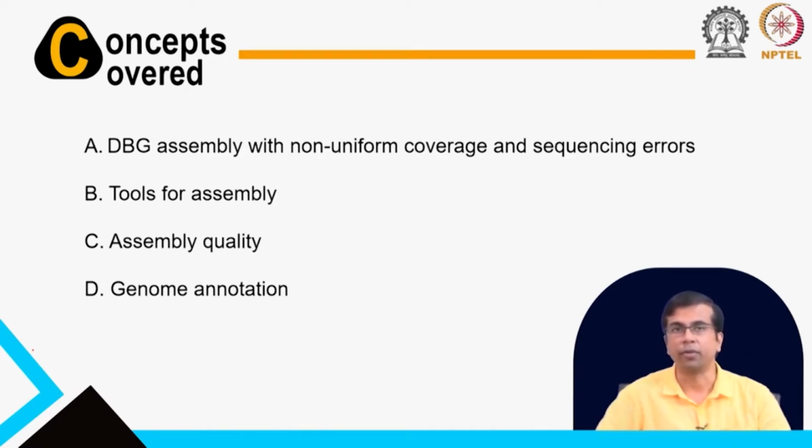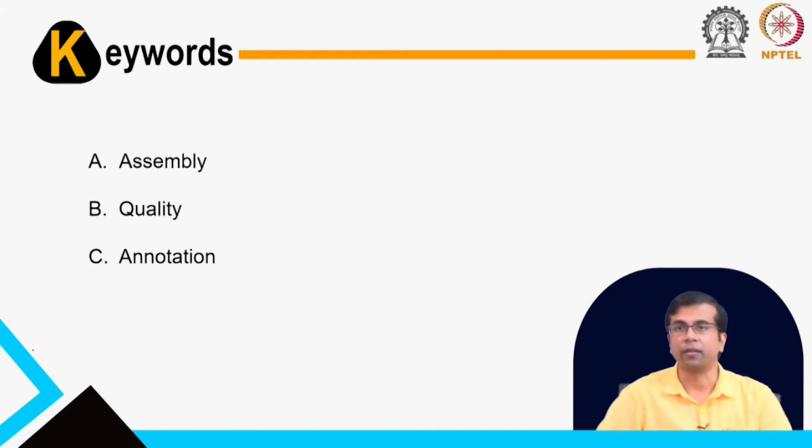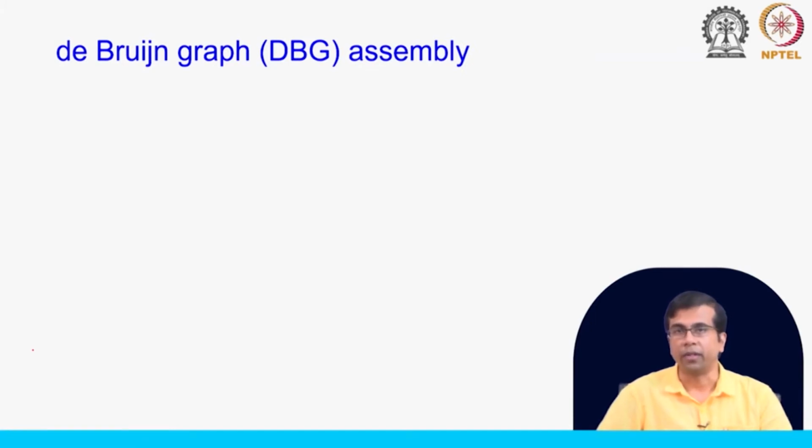Finally, we will talk about something called genome annotation. Once you have assembled the genome, you want to identify the different features within the genome. For example, you want to identify the genes or the coding sequences or exons, introns, etc. So, these will be the keywords for this class: assembly, quality and annotation. Let us begin with the de Bruijn graph assembly.